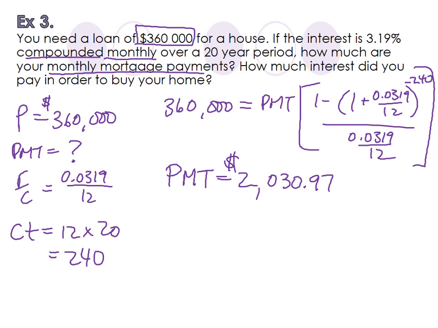How much interest did you pay in order to buy your home? So you made that payment, $2,030.97. You made that payment 240 times. So if we multiply that by 240, that will give you how much you actually paid for your home, including the interest. So it ends up, when you multiply that by 240, your house actually cost you.